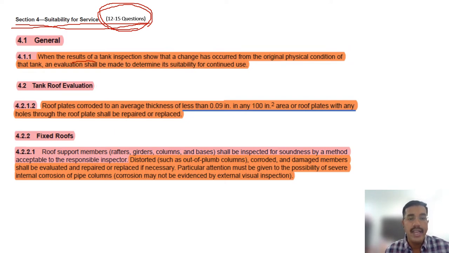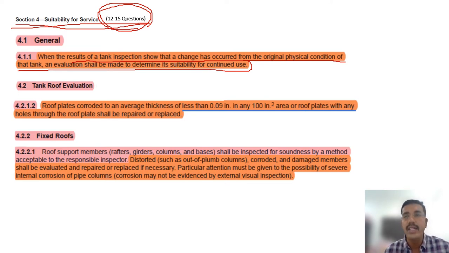When the result of a tank inspection shows that change has occurred from the original physical condition of the tank, an evaluation shall be made to determine its suitability for continued use. Very important line. When to do the evaluation is called frequency of inspection.